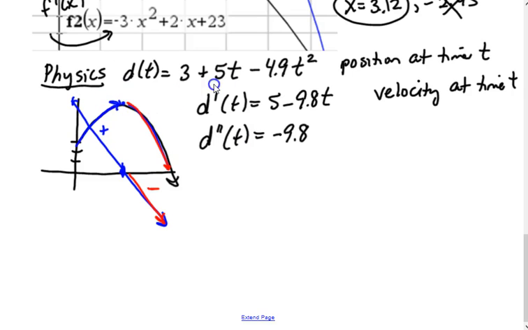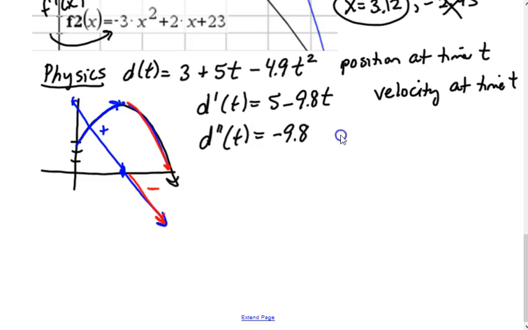Now the reason I wanted to put the correct numbers in here is that this would have a slope of negative 9.8, because negative 9.8 meters per second squared is the acceleration due to gravity. So this is saying that as the ball is traveling, the velocity is continually decreasing by 9.8 meters per second every second because it's being dragged to the ground by gravity.